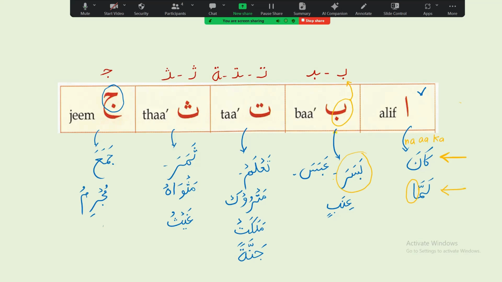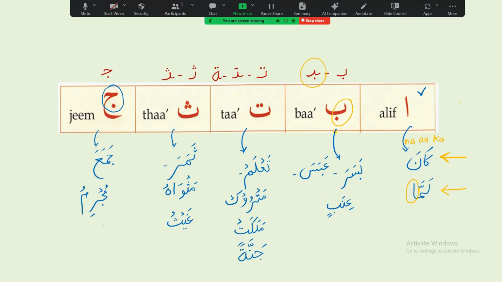Now let's see when ba comes in the middle. For that, we will use this form. When ba comes in the middle, it will be something like this, sisters, again with one dot below it. The example is abasa. Ba here is in the middle.